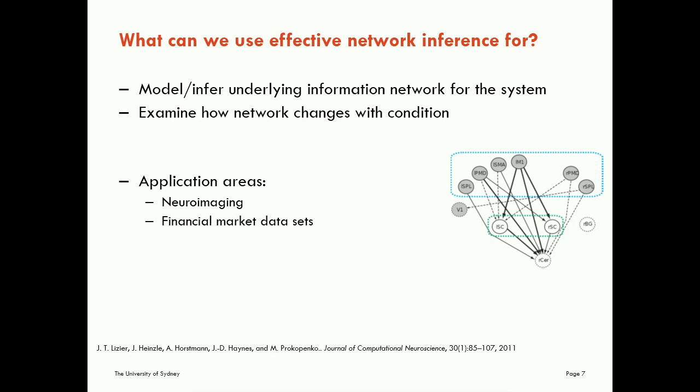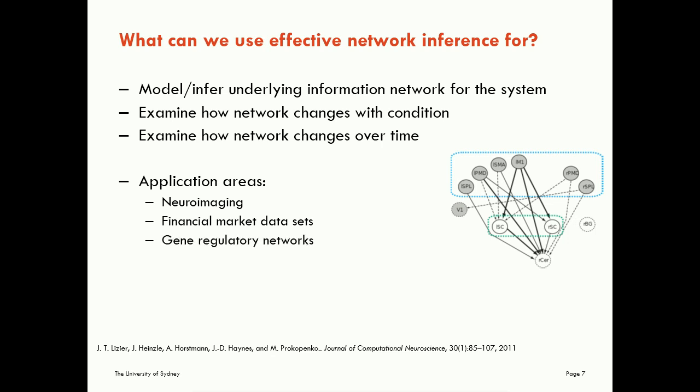Other application areas include financial market data sets, looking at the way equity prices change over time. And there, in particular, we can look at how the network changes over time. When are we seeing stronger interactions among equities than others? Do we see stronger interactions before a market crash or after, or so on?